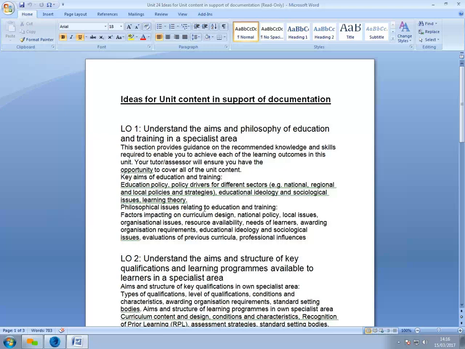Philosophical issues related to education and training, acting on the curriculum design, the national policy, local resource availability, award organisation requirements, educational ideology and sociology issues, evaluations of previous curricula and professional influences. Again, I don't want you to think you've got to pull that in. It's just looking at ideas. If you've not added those, some of these you have mentioned in Unit 1. If you haven't, obviously you may need to look at some of that again.